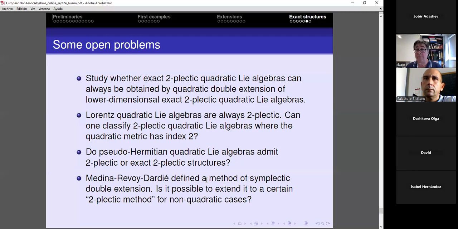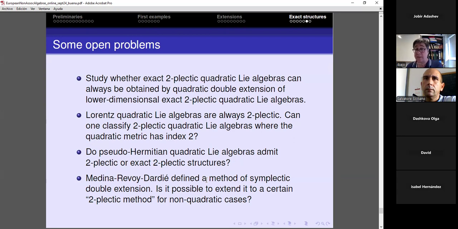We do not know if every pseudo-Hermitian quadratic Lie algebra admits two-plectic or exact two-plectic structures. But I am also quite optimistic here because I think that the importance of even dimensionality in this problem is quite relevant. So I think that maybe there we could get some results also.